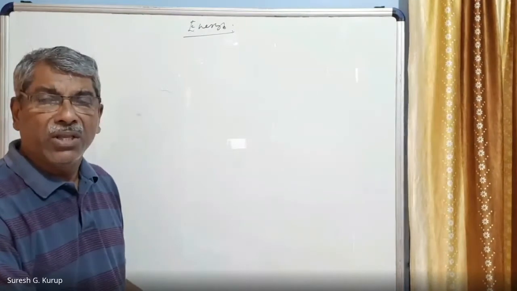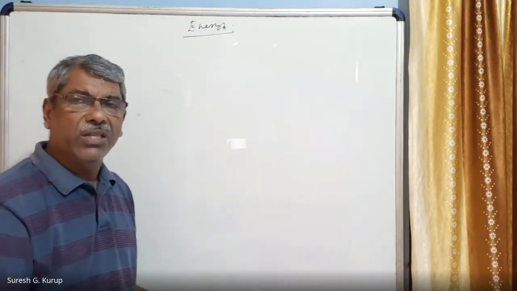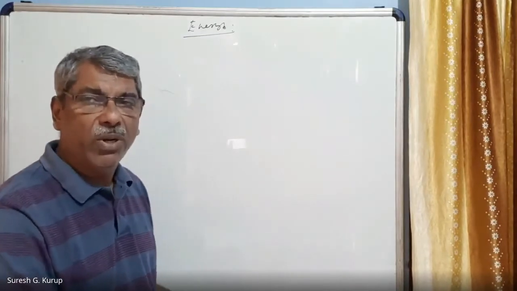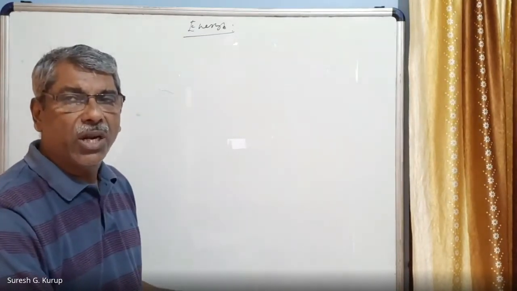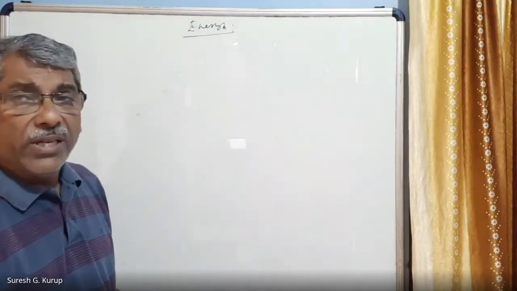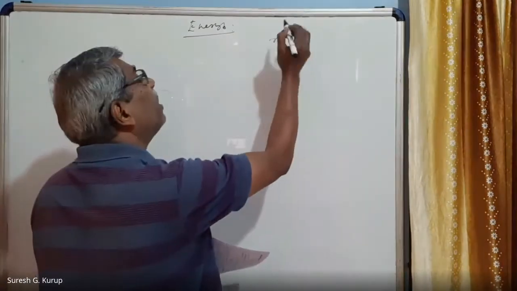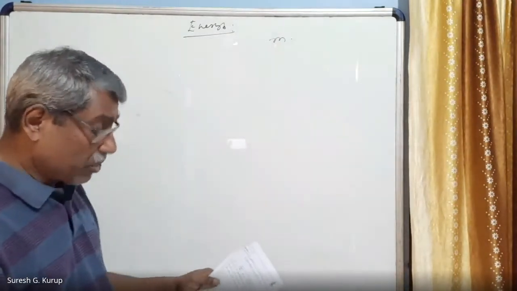What is kinetic energy? Kinetic energy is equal to half mv square, which means kinetic energy is directly proportional to the mass of the body, and also directly proportional to the square of the velocity of the body. So in this case, let us consider a body of mass m at rest.